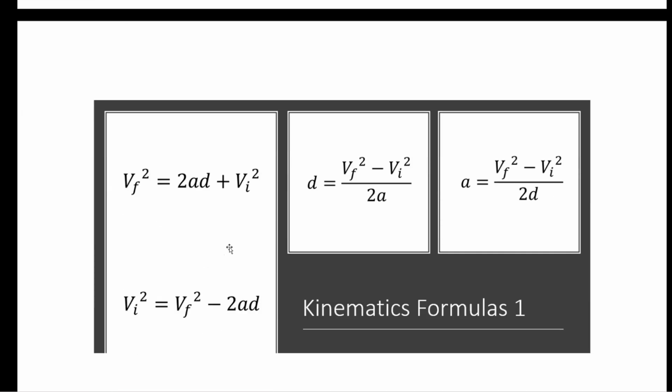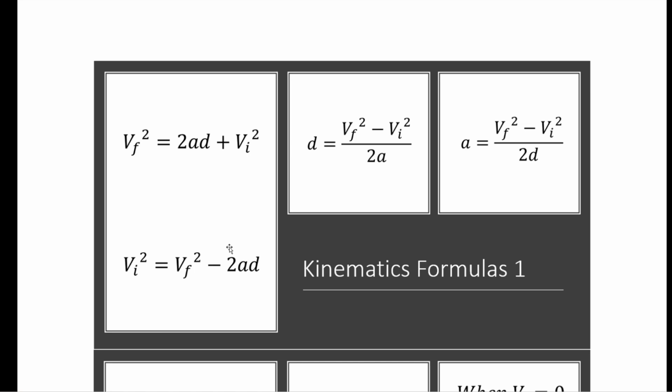All right, moving right down. Here's our kinematic formulas. We've got that velocity final squared equal to 2 times acceleration times the displacement plus our velocity initial squared. More commonly, you'll see it written like this. Displacement is equal to velocity final squared minus velocity initial squared, all divided by 2 times a.